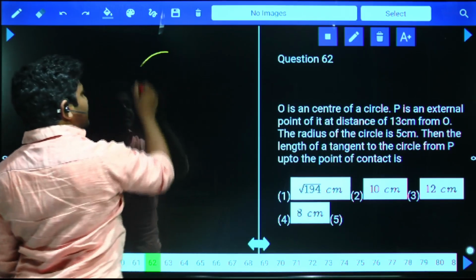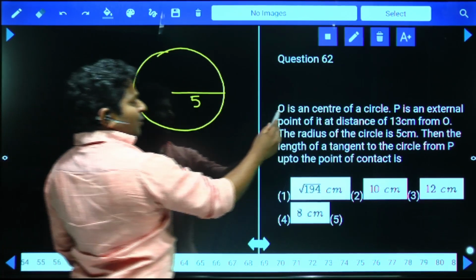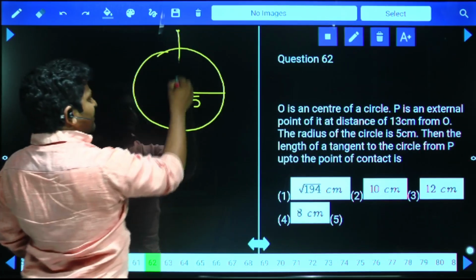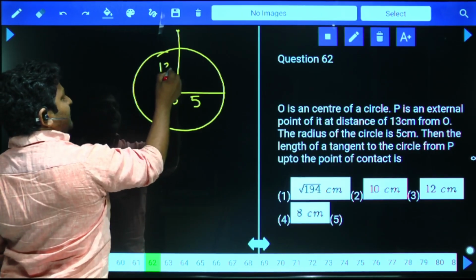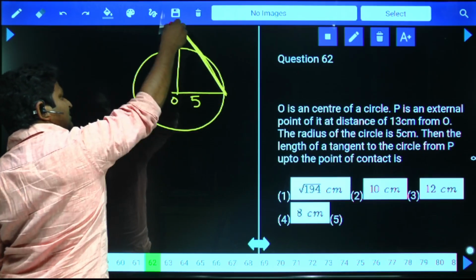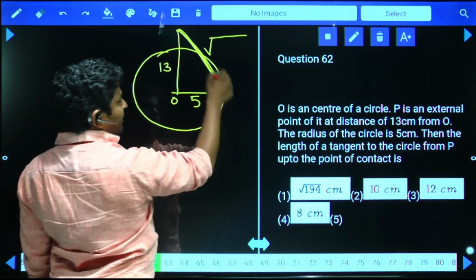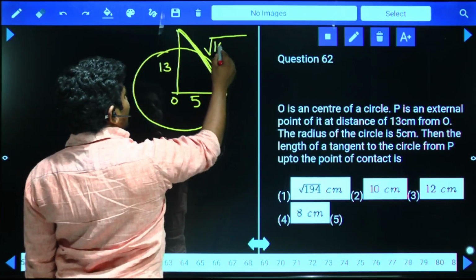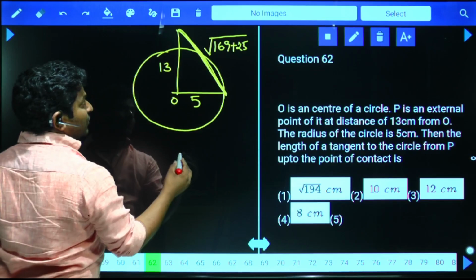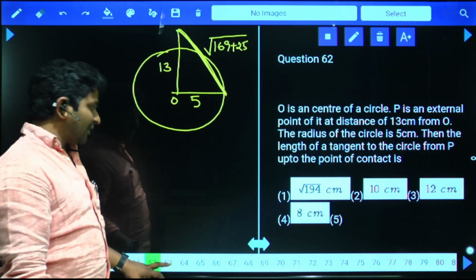First itself is the right answer. Radius is 5. O is the center. P is an external point at a distance of 13 centimeters from O. It is 13. Now you are asked to calculate the distance of this, which is equal to opposite side square plus adjacent side square is equal to hypotenuse square. So under root of 13 square, 169, plus 5 square, 25. That is equal to under root of 194. First option answer, under root of 194.